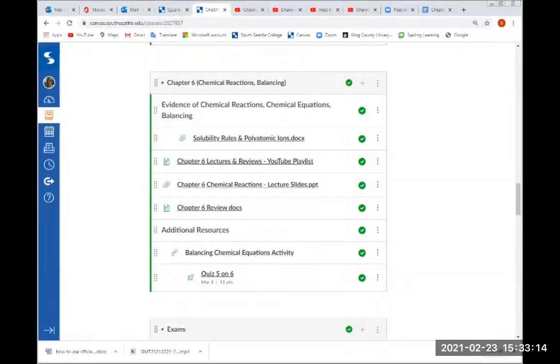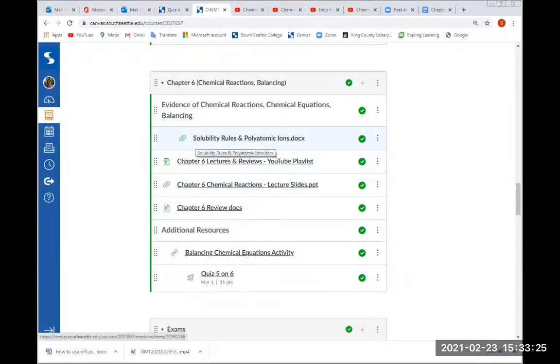Hello, so this is the first Zoom meeting on the chapter 6 review. One thing I will be using is this document called Solubility Rules and Polyatomic Ion document that you will find in the homepage of our Canvas course, under the chapter 6 module. And let me show the document now.